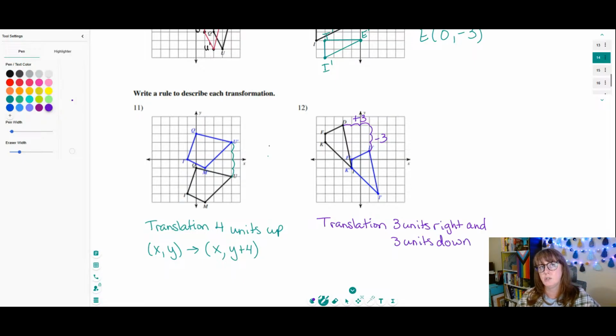It doesn't matter too much if you do the up and down first and then the right and left, but typically, just because our x's go first and then our y's, that's how we write our coordinate points. We write whatever the translation is for right or left first and then the up or down. So that's why I chose to write that one first. And then algebraically, we're going to write x, y, and then our arrow. So then for the x, we added 3. And then for the y, we subtracted 3. So that's how we write it algebraically. Okay, so that's translations.